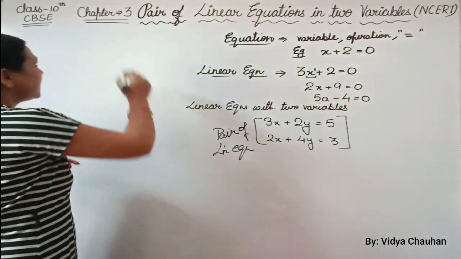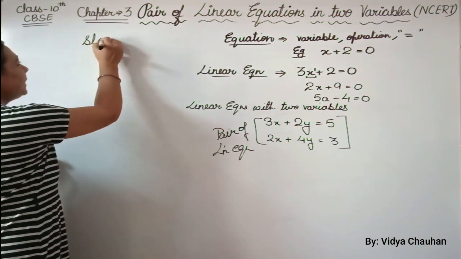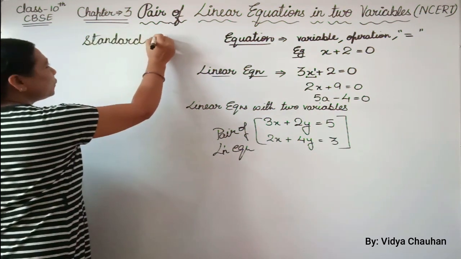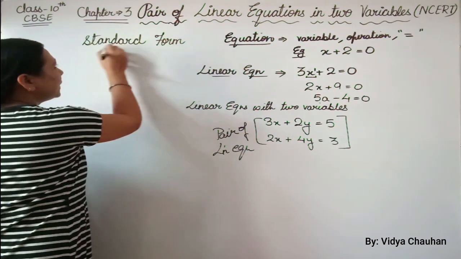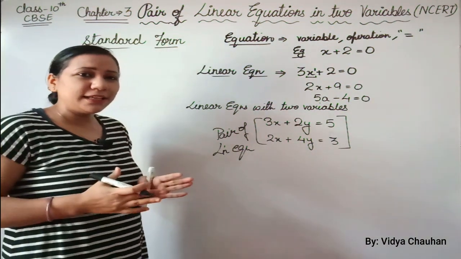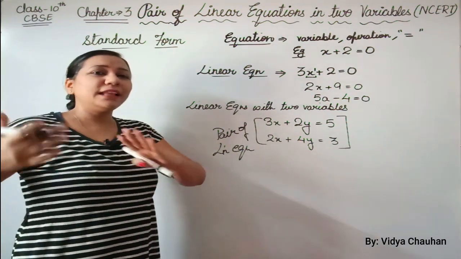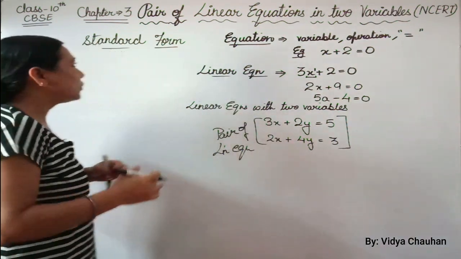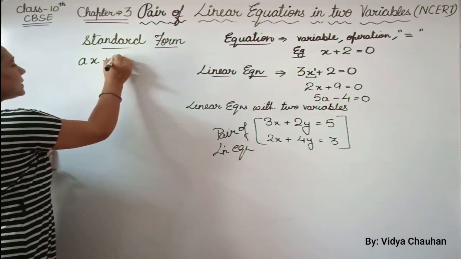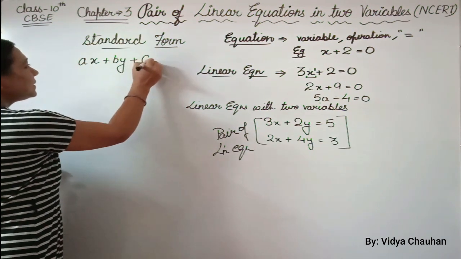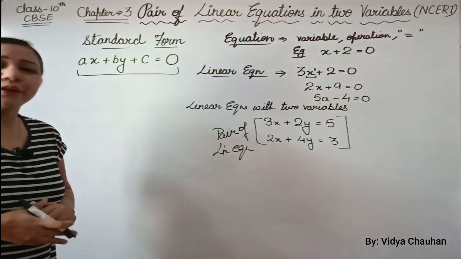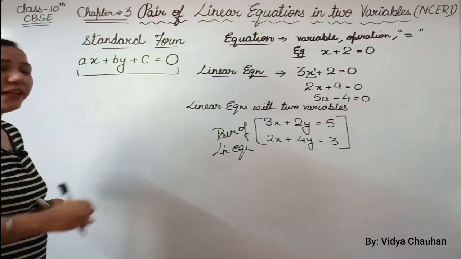proceeding, let us discuss the standard form of writing any equation. What is its standard form? Standard form means a form in which it is easy for everybody to understand that it is a linear equation. The standard form for any linear equation is ax plus by plus c equals to 0. This is the standard form of a linear equation in two variables.